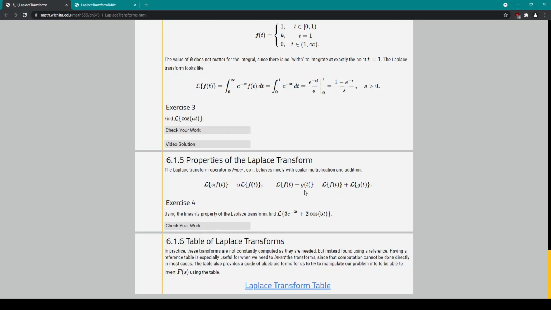So if you have some constants times things and sums of stuff, taking the Laplace transform, you just take it term by term. It's very nice.